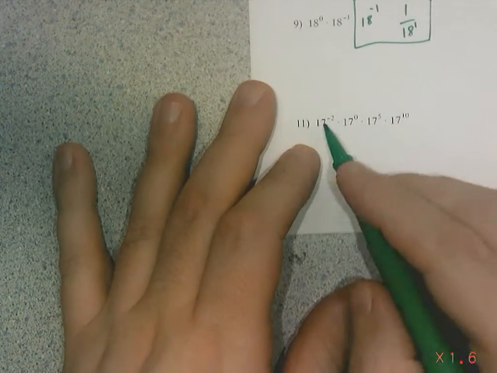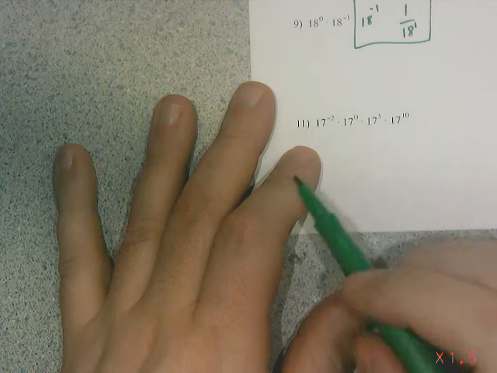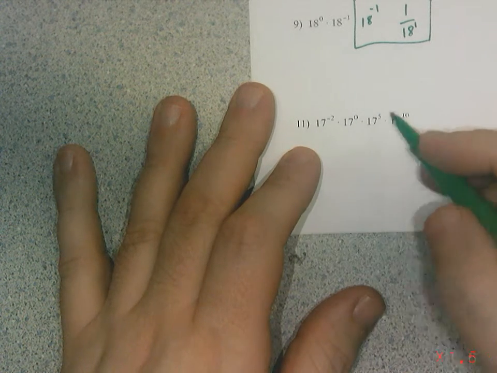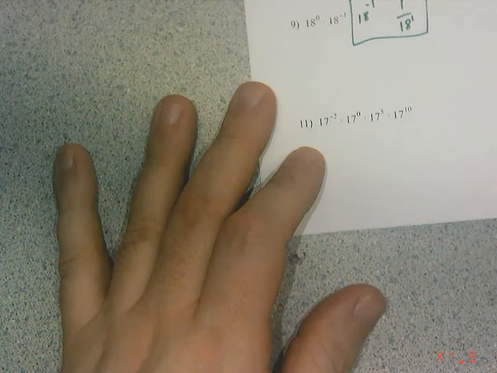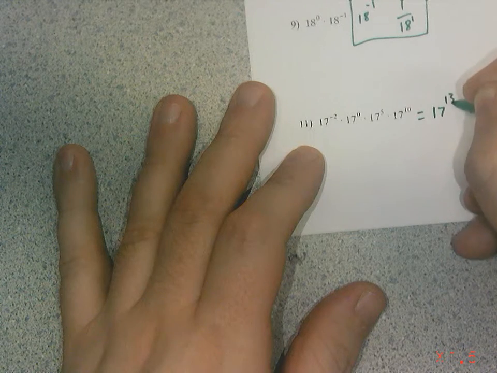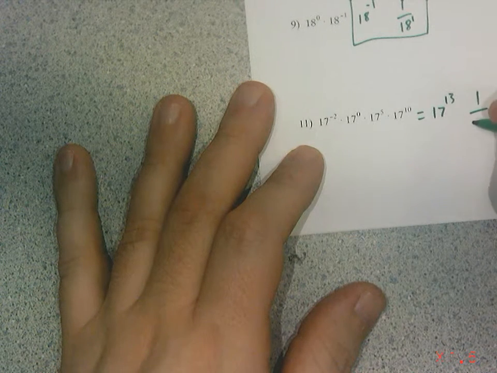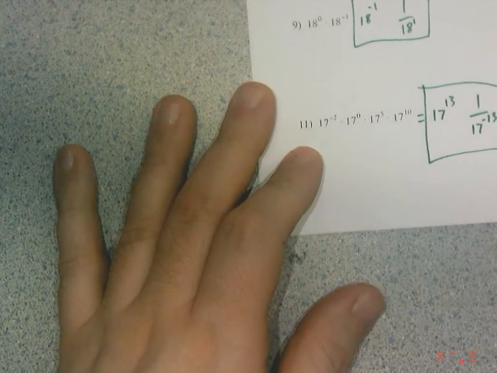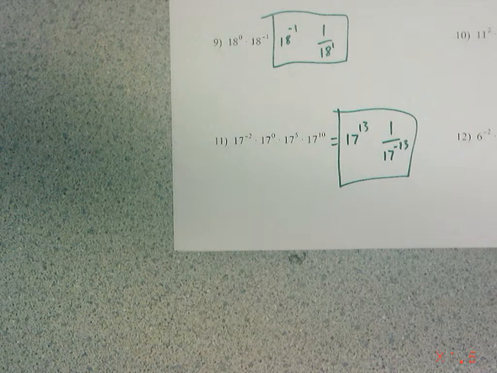Do one more. If we look at this one, negative 2, 0, 5, 10. So negative 2, 0 would be negative 2. Negative 2, 5 would be 3, plus 10, 13. So 17 to the 13th power, or 1 over 17 to the negative 13 power. And that would be my answers. Okay, and that is how you do multiplication with exponents.